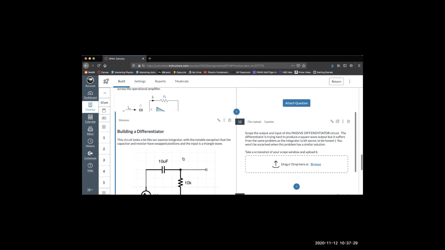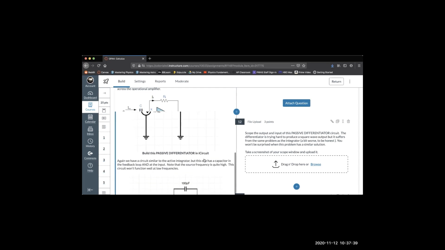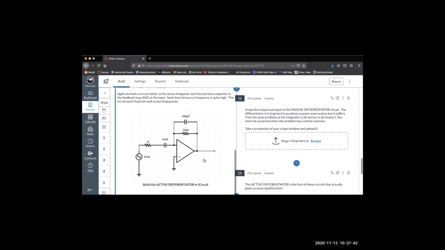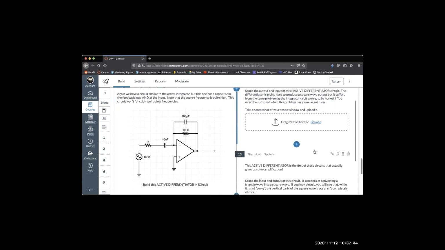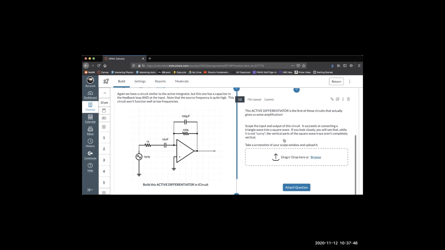Now I'm on to the next stimulus here, building a differentiator. I'm going to do the same thing again. This is the passive differentiator. Notice there's no op amp in it. You build it, you see that it works like crap. That's the whole point of that. And then you build the fancy one. This is the active differentiator, right?